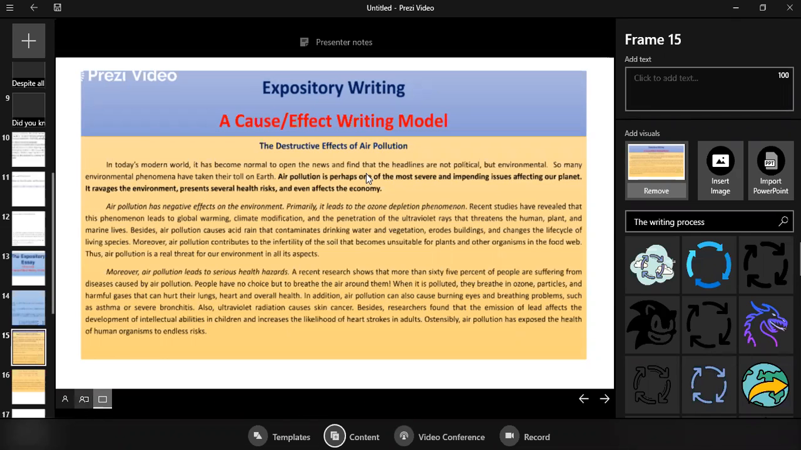How about the first body paragraph? Let's see. Ali, in the first body paragraph, what's the first sentence? What do we call the first sentence? Topic sentence. Okay, it's a topic sentence and it holds the main idea of the whole paragraph. Air pollution has negative effects on the environment, okay? It leads to ozone depletion, okay, the first one here. So here I'm going to talk about how it's affecting the environment, so on and so forth.